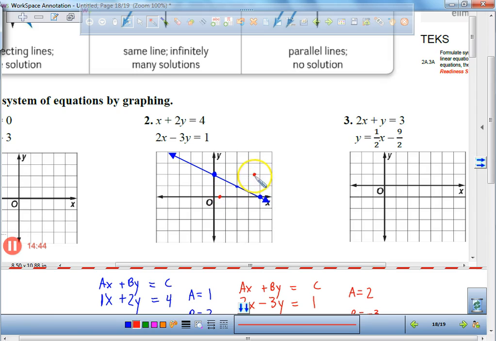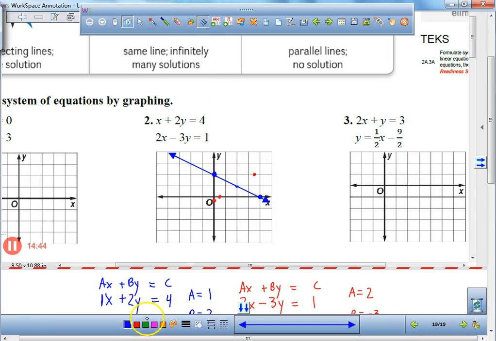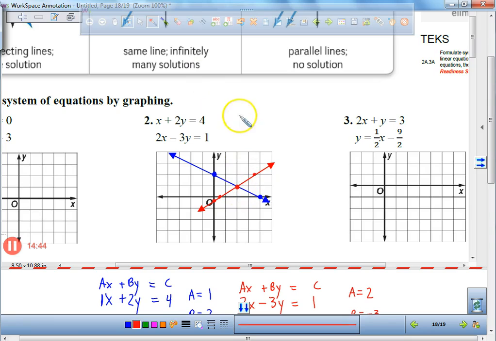That's fairly accurate, wouldn't you guys say? Now, what was the hard point to plot? Negative 1/3? So I'm just going to put it right about there. If you connect the dots that you can actually connect, can you guys see where the solution could possibly be? Right there.